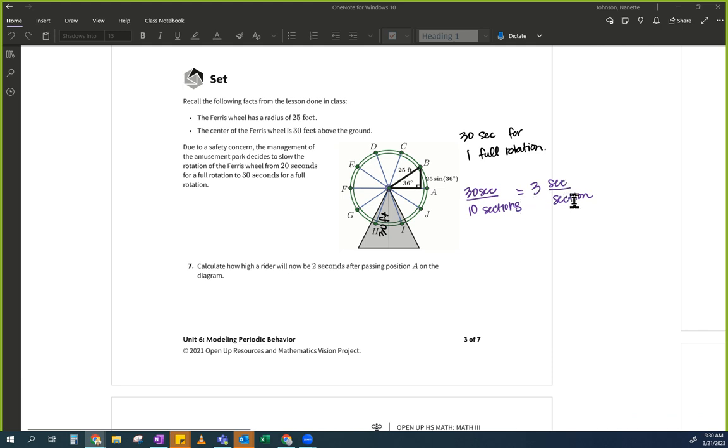So 3 seconds per section. Okay. So that means after I pass point A, it takes me 3 seconds to get to B, another 3 to get to C, and all the way around until 30 seconds to get all the way back to A. Okay. So everybody okay with that?